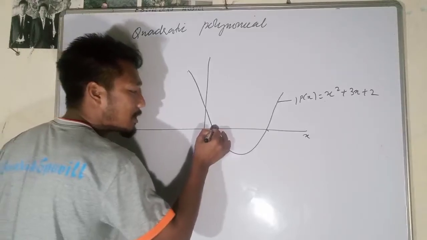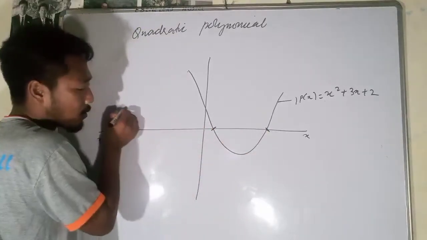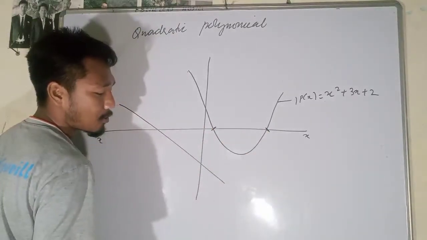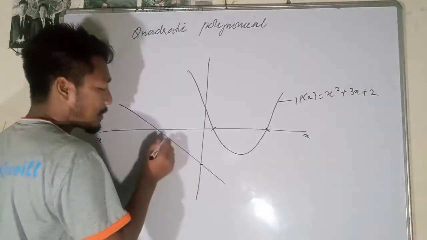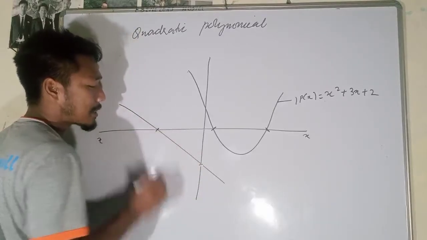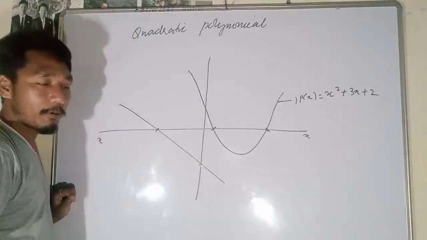In which point do they touch? If it touches in only one point, say this one, then this is touching the x-axis in this point. That means this is only one zero of the polynomial.